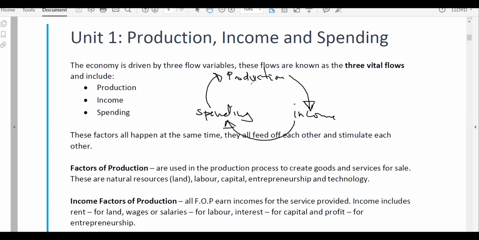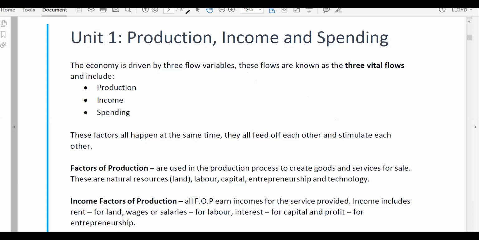For production to take place, we look at what are called factors of production. What are factors of production? I haven't done this in a long time, right? All right, it's fine. Factors of production are things that are used up in the production process to create goods and services. They have to be literally used up in the production process to create goods and services.